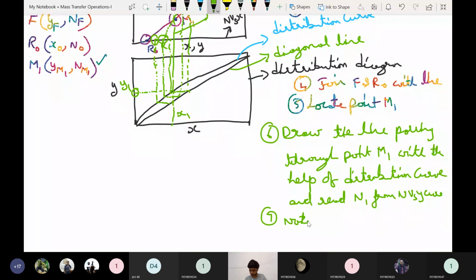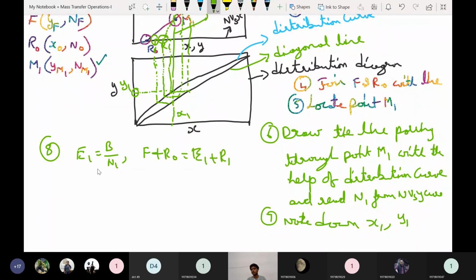Okay, note down X1, Y1. And the next, 8th point, is that we have to note this x1 and y1. After noting this, we know the material balance formulas: E1 is equal to B by N1, and F plus R0 is equal to E1 plus R1. Using these two formulas, you can calculate the unknown values. So this completes one stage operation.